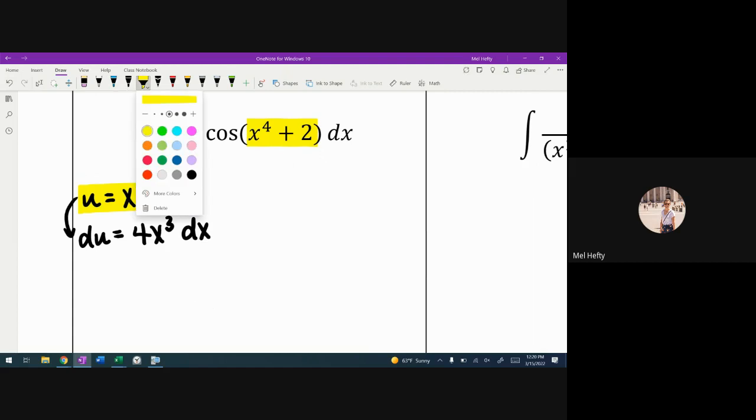So do you like the idea of trying to divide by 4 on both sides of this equation?